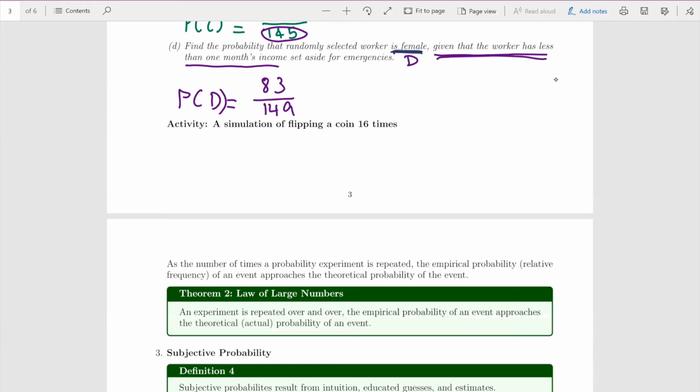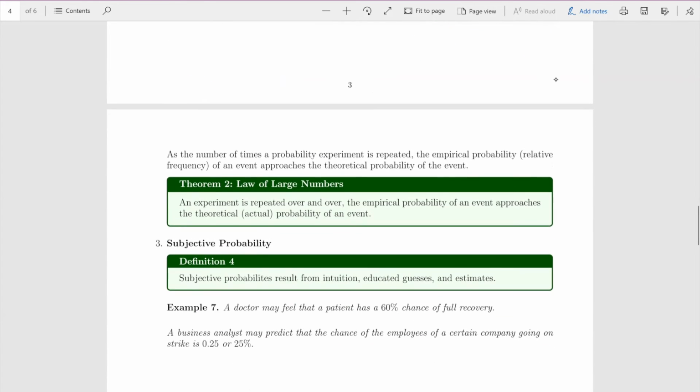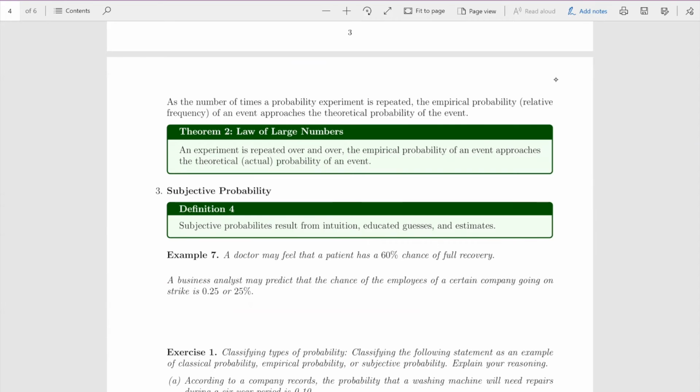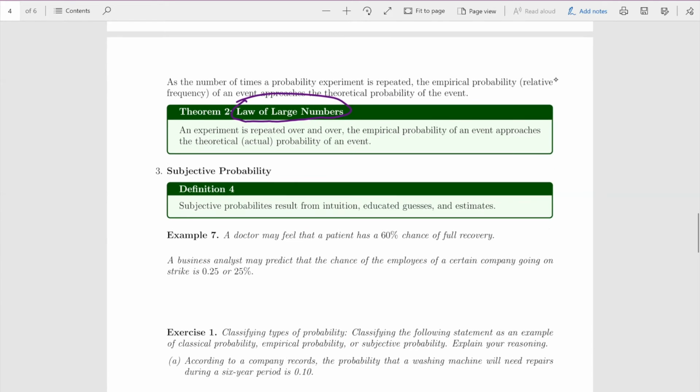So that's saying if you repeat an empirical experiment a lot of times, then the result of the empirical probability approaches the result of the theoretical probability of an event. So that is the law of large numbers. Again, the law of large numbers says that when an experiment is repeated over and over again, the results that you get from the empirical probability will converge to, or approach, the result that you get from a theoretical probability. It is the law of large numbers.